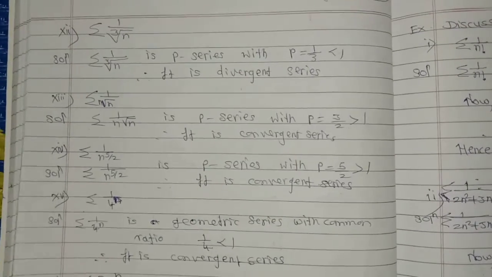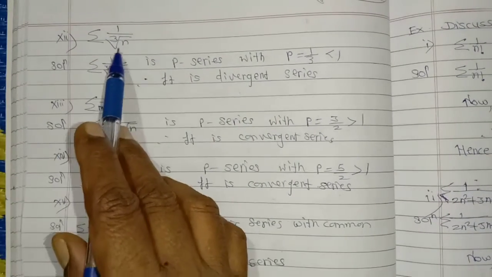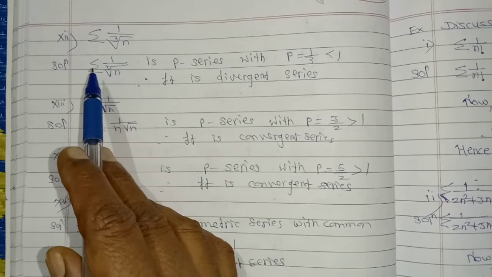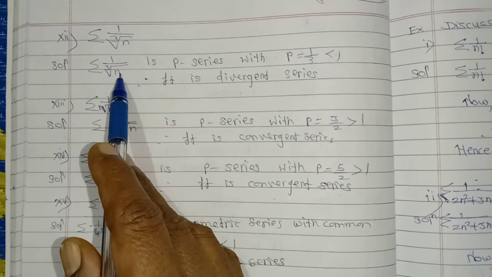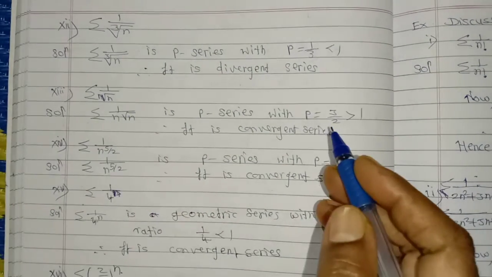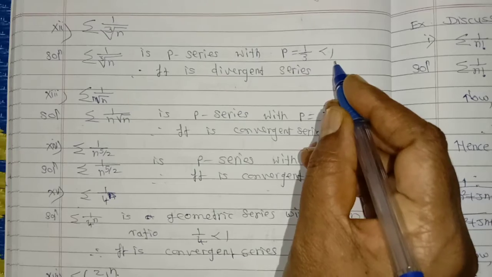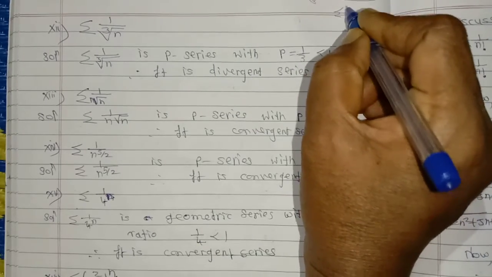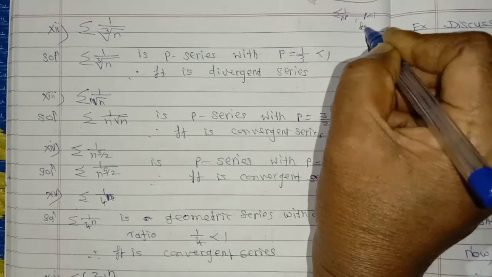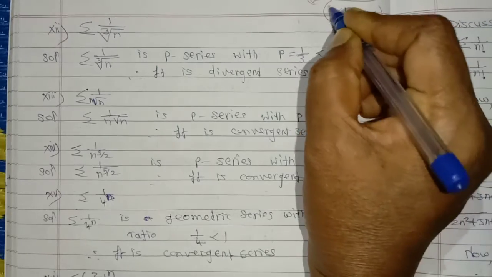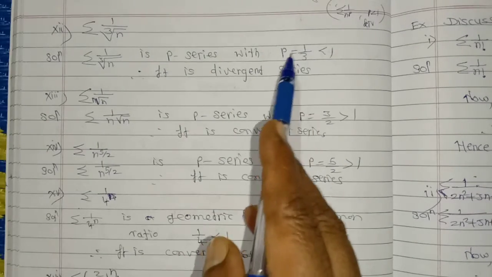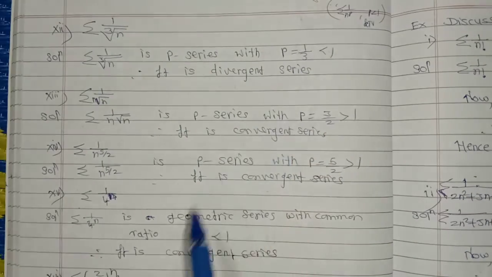summation 1 upon cube root of n. We write given series in the solution. Here p equal to 1/3, which is less than 1, and if summation 1 upon n raised to p with p less than 1, series is divergent. Hence by this result, given series is a divergent series as p equal to 1/3, which is less than 1. Next example is summation of 1 upon n root n.